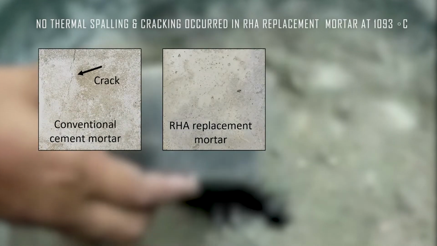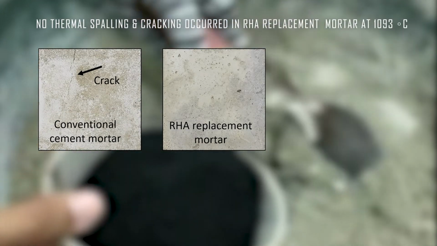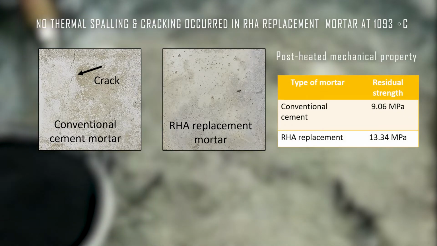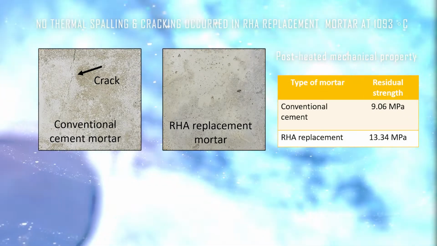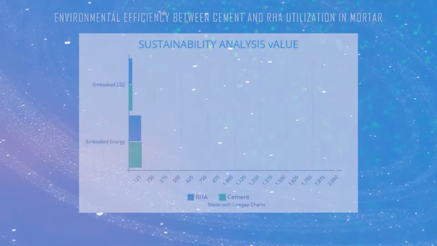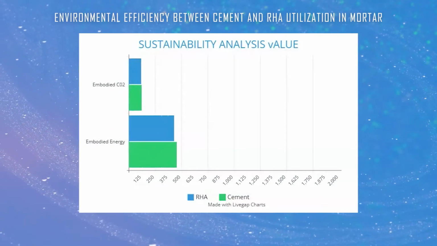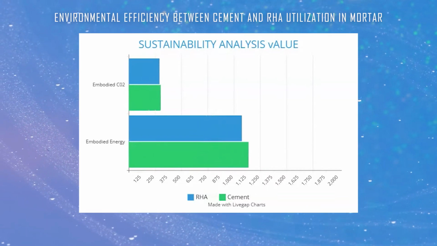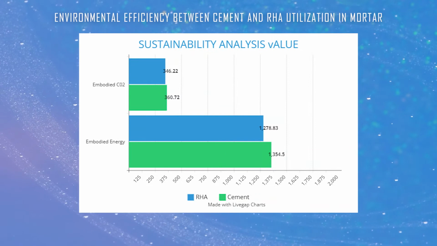According to this invention, no spalling and cracking occurred in rice husk ash replacement mortar when heated to 1093 degrees. In addition, high residual strength was recorded compared to conventional cement mortar. Surprisingly, greater sustainability was recorded in two different categories for rice husk ash replacement mortar compared to conventional cement mortar.